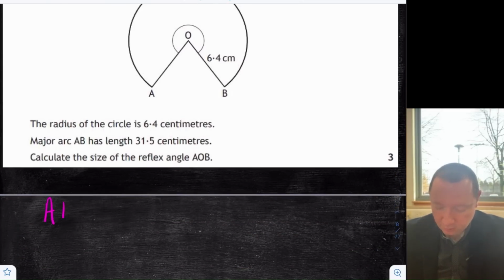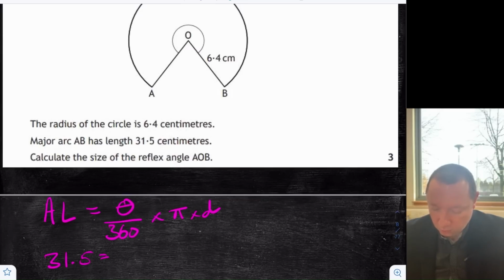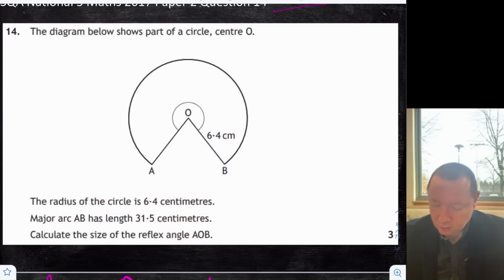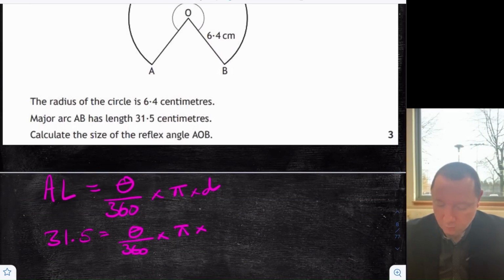So arc length, I'll just write AL, equals angle over 360 times pi times diameter. We've got the arc length, that's 31.5 on the left. We've not got the angle, so I'll just write theta or x or anything you want, over 360 times pi times, now be careful, the diameter is not 6.4, that's the radius, so I double that to get the diameter of 12.8. Now if you can get that far, you get a mark. Angle over 360 times pi times 12.8.